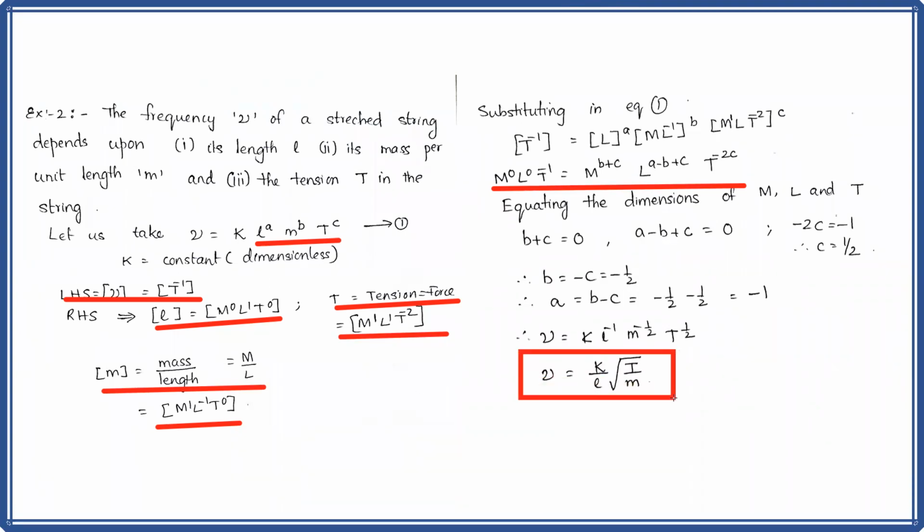That is the frequency of a stretched string. It depends upon length, mass per unit length, and the tension T in the string. Therefore, nu is equal to K by L under root T by M. So now this is our second derivation.